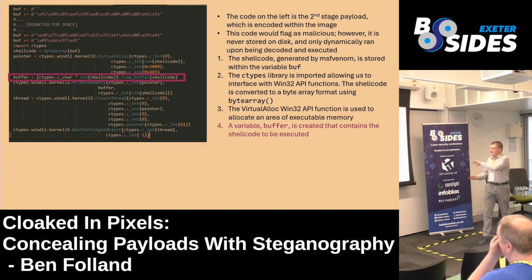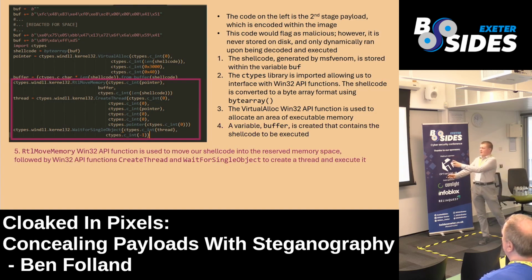We basically take the shellcode byte array and put it into the right format to be loaded into memory, and these functions, RtlMoveMemory, CreateThread, and WaitForSingleObject, they basically just move the buffer into our allocated memory space, move the shellcode into our allocated memory space, and execute it.